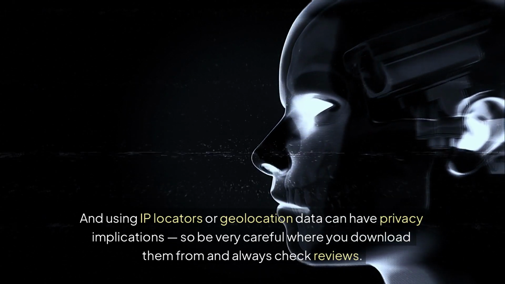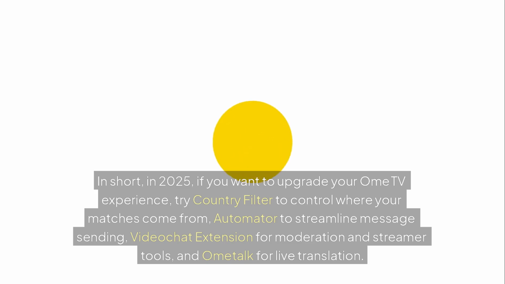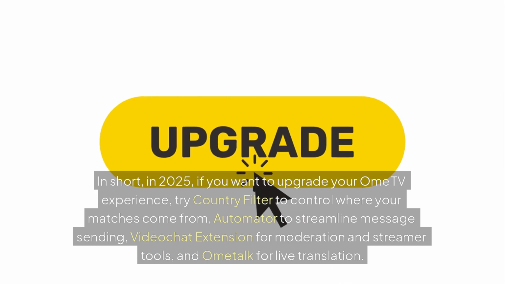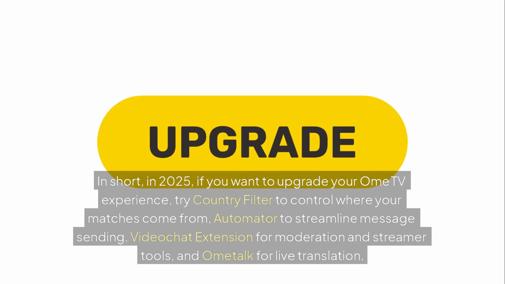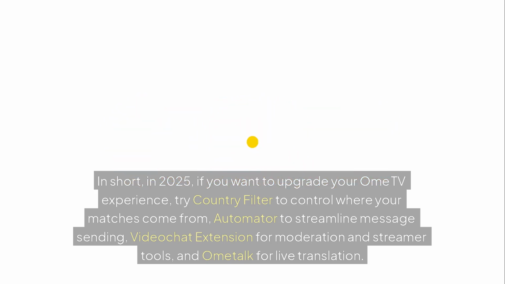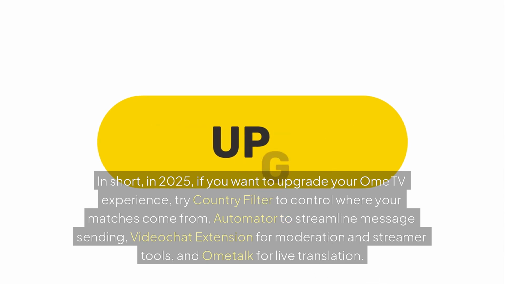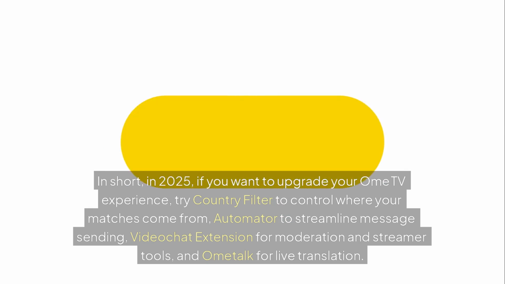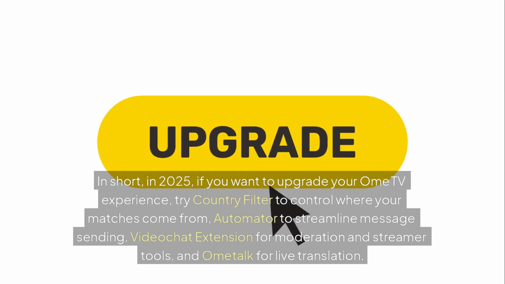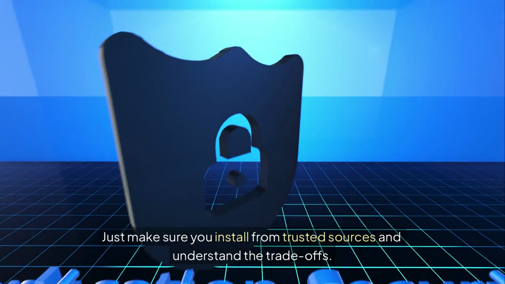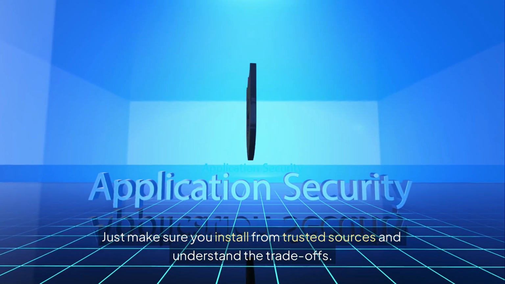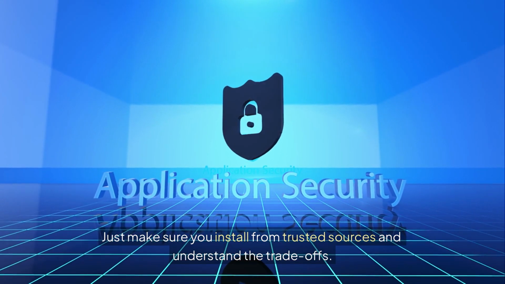and always check reviews. In short, in 2025, if you want to upgrade your OmeTV experience, try Country Filter to control where your matches come from, Automator to streamline message sending, Video Chat extension for moderation and streamer tools, and OmeTalk for live translation. Just make sure you install from trusted sources and understand the trade-offs.